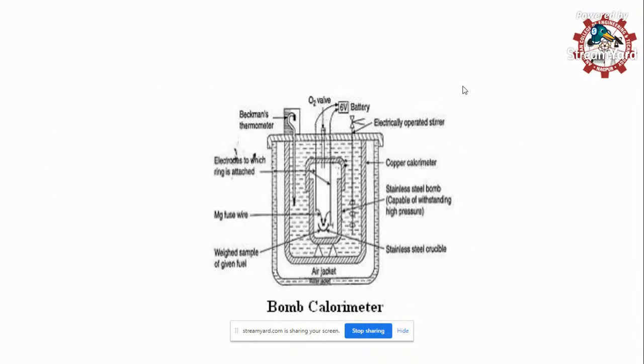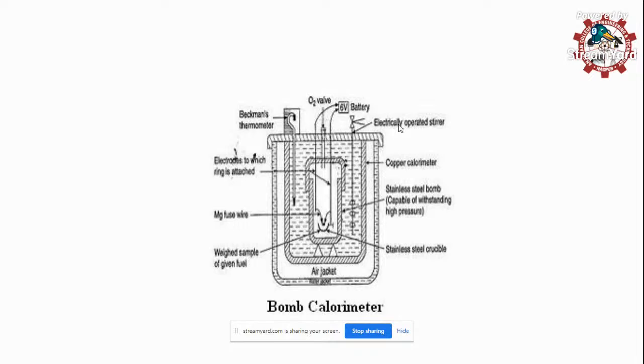Need to find out what is the temperature of this water. It should be constant. So what we are going to do is start the stirring. An electrically driven stirrer is there with us. We'll agitate the water continuously and monitor the temperature of the water through the Beckmann thermometer. After continuously agitating and checking the thermometer, we'll find out after maybe 15 or 20 minutes that the temperature of the whole calorimeter becomes constant.